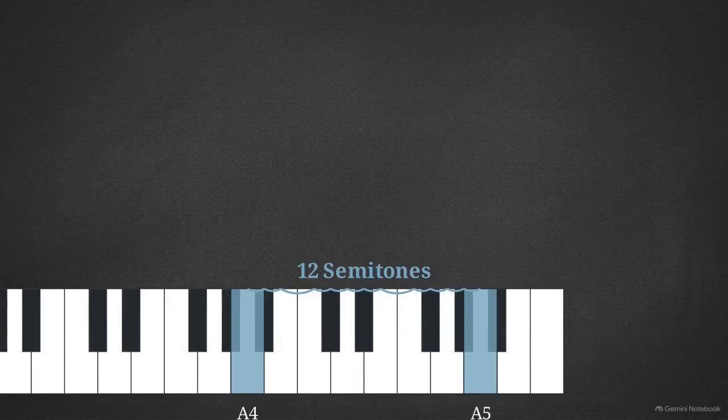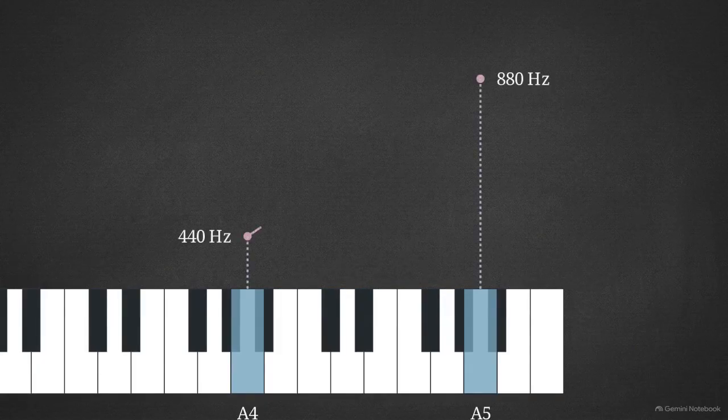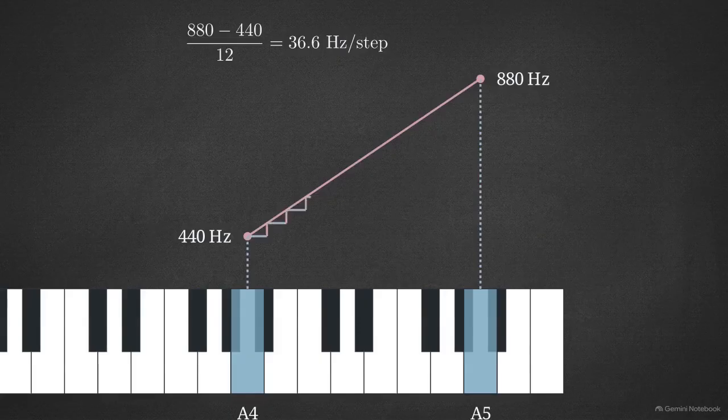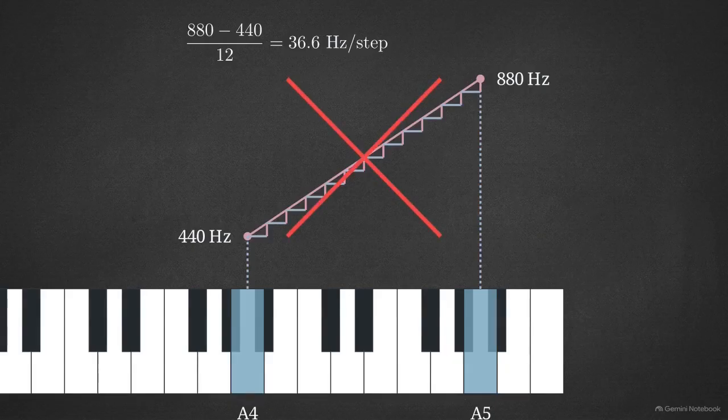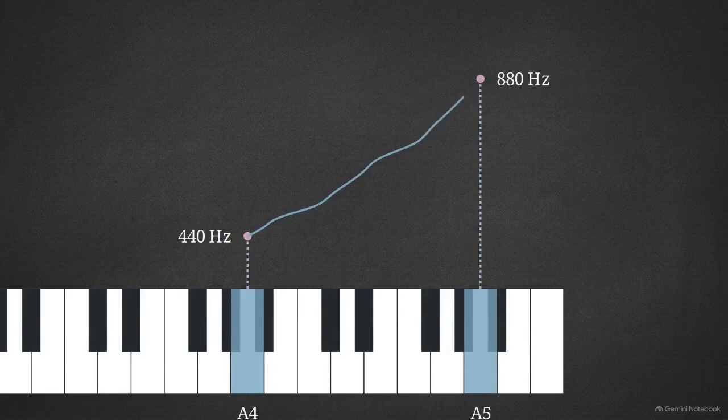You might try dividing the octave linearly. The difference between A5 and A4 is 440 hertz. Divide that by 12, and you try adding exactly 36.6 hertz for each step. That system fails completely for human hearing. Because our pitch perception processes geometric growth, we have to use a constant multiplier, a ratio we can call R, instead of adding a fixed number.